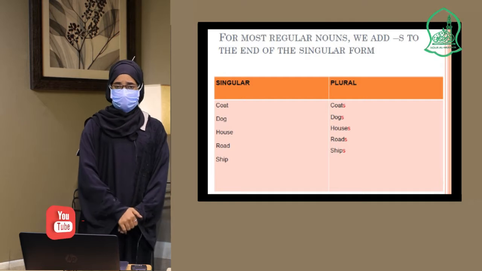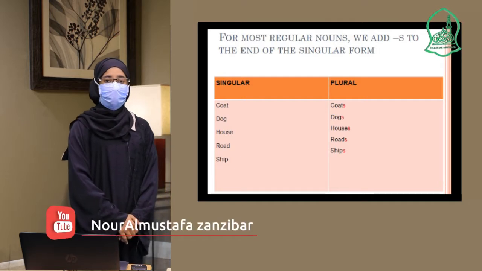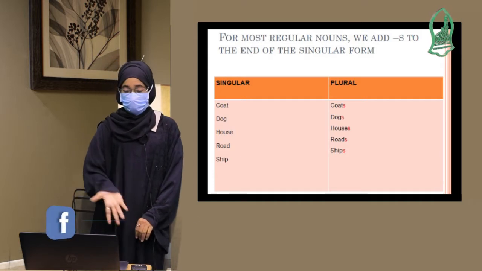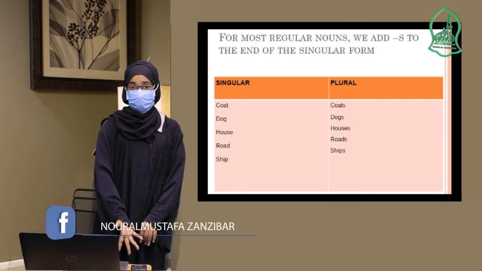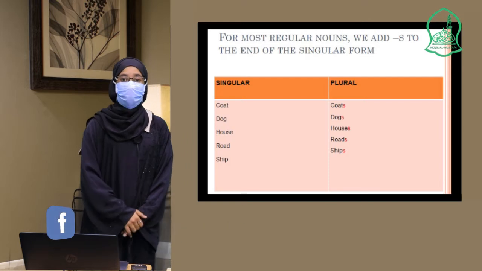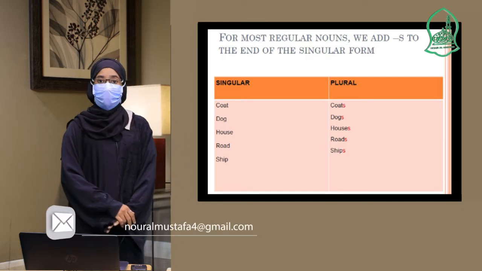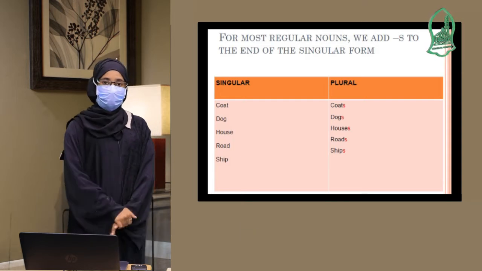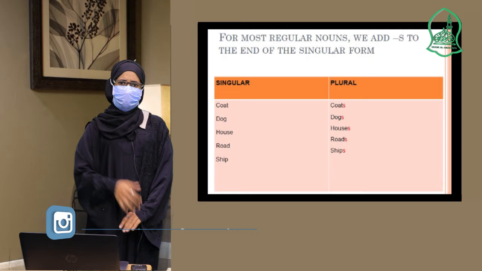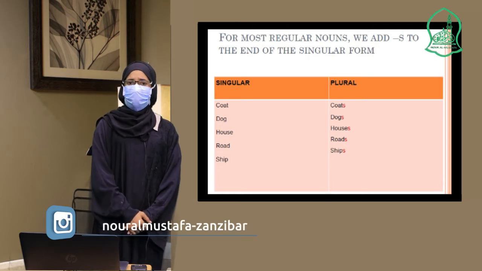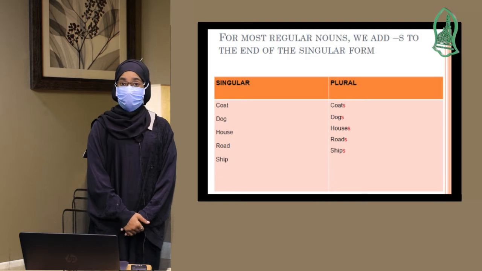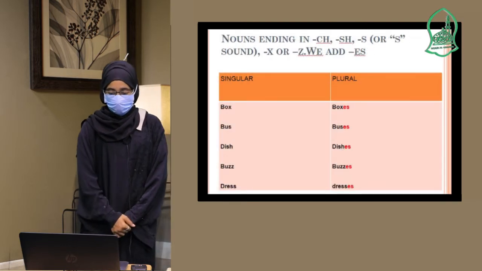We have the word house. House is one. If there are many, we are adding s and we are calling it houses. Road, one. Roads, many. Sheep, one. And sheeps, many. So let's see the second rule. So the first rule for most of the noun, we all know that when we want to make a noun in plural, we are just adding s, but not all nouns. So listen to this one.